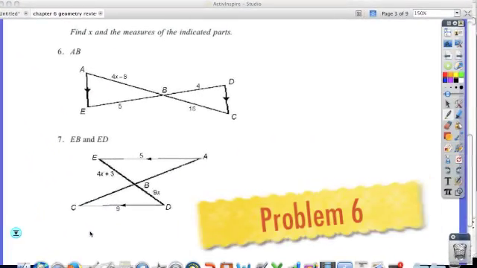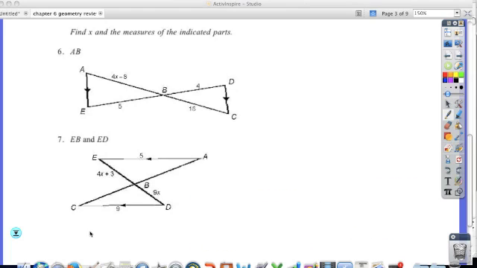Okay, so the top part of the directions here says find x and the measure of the indicated parts. So first of all, in order to find x, we have to be able to show that these are similar. How can we show that the triangles are similar? It would be angles. These angles, and because these lines are parallel, alternate interior angles.